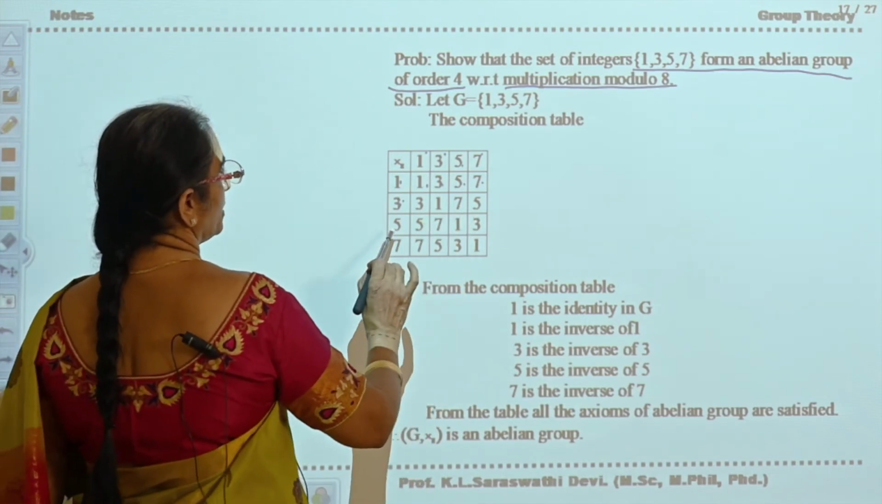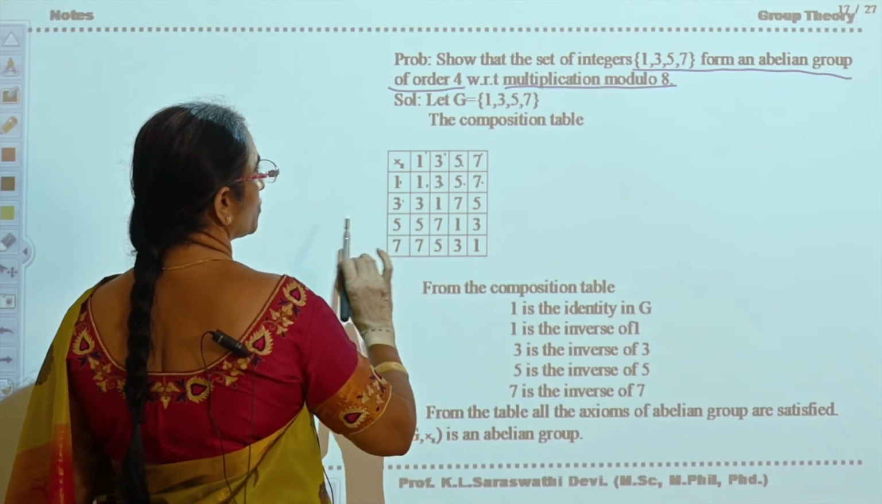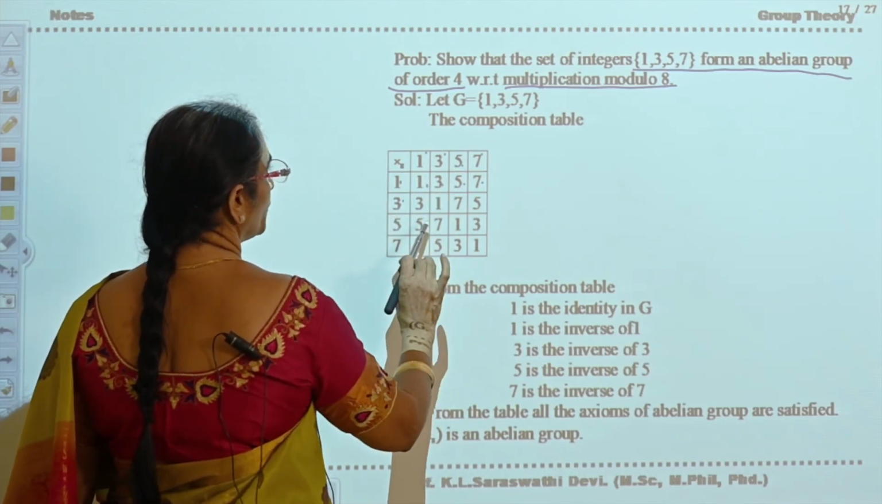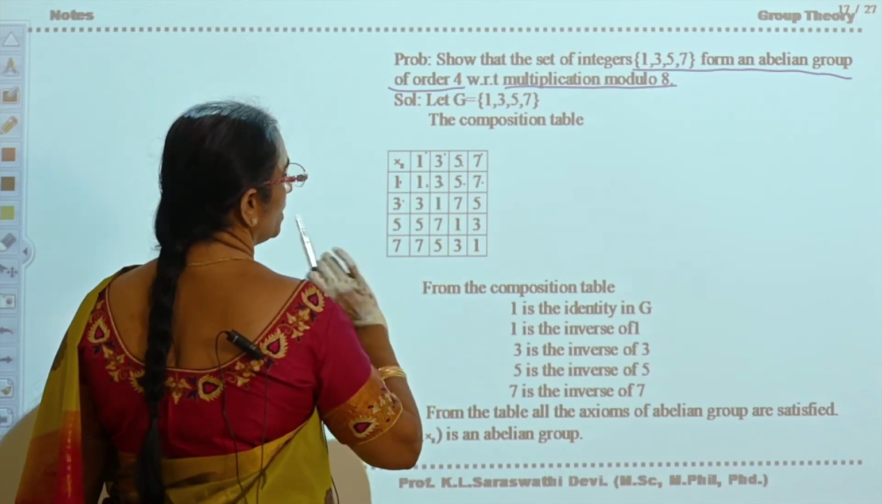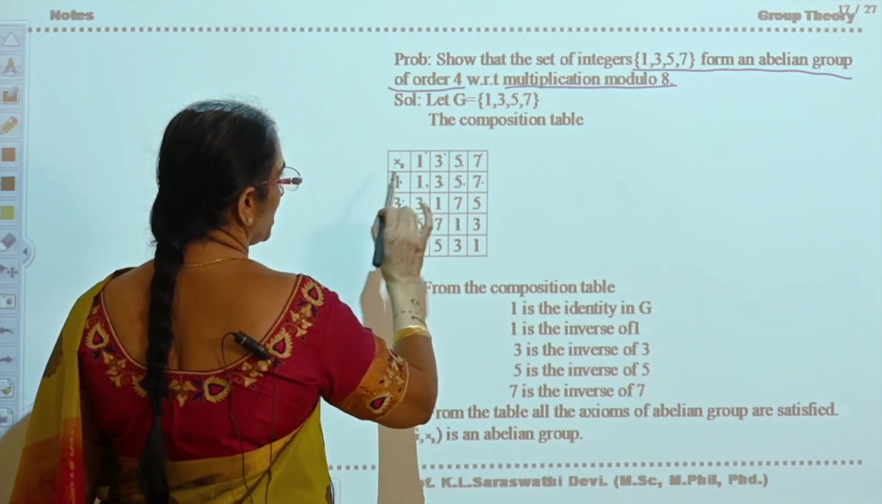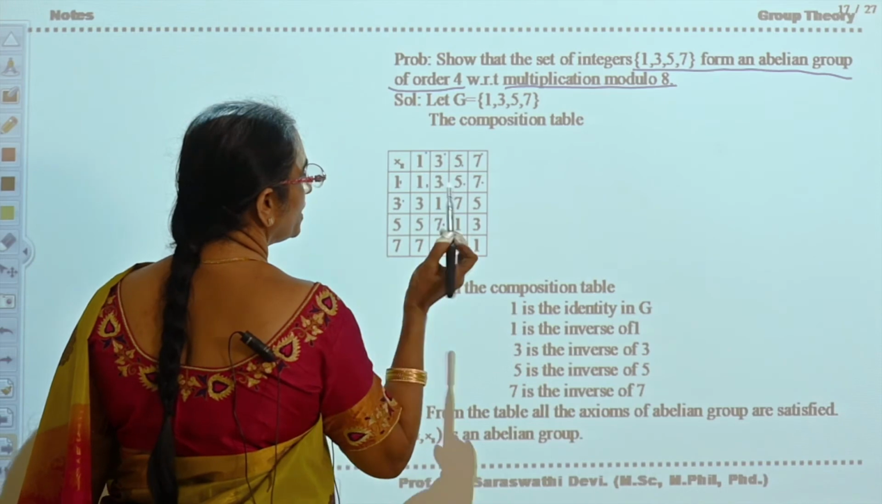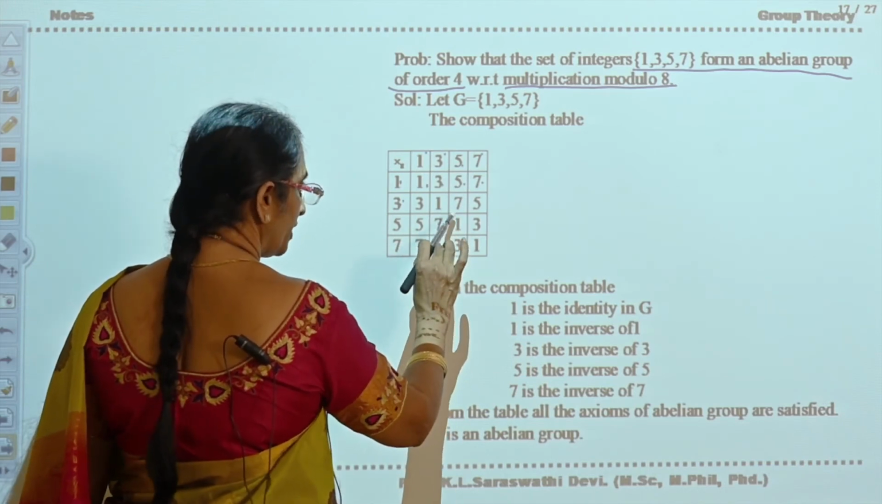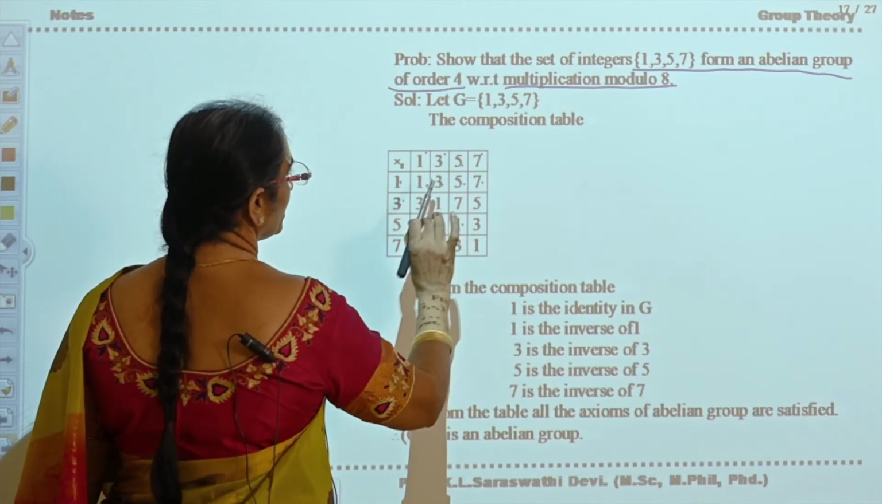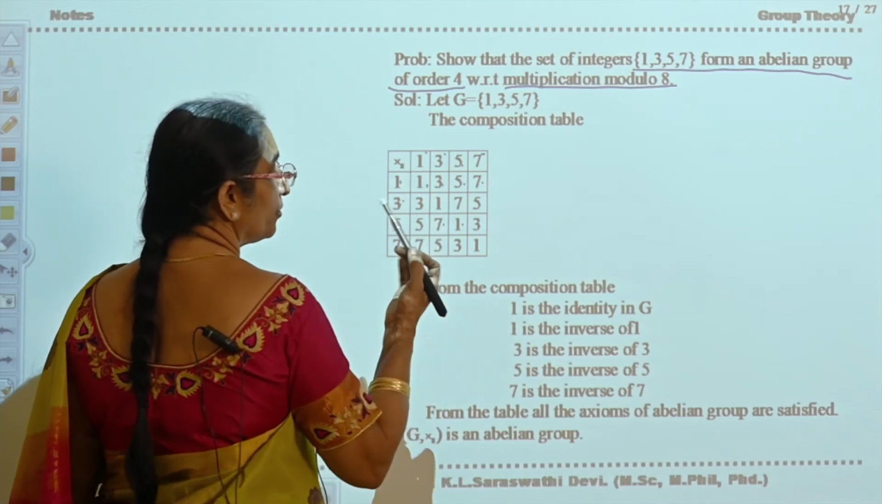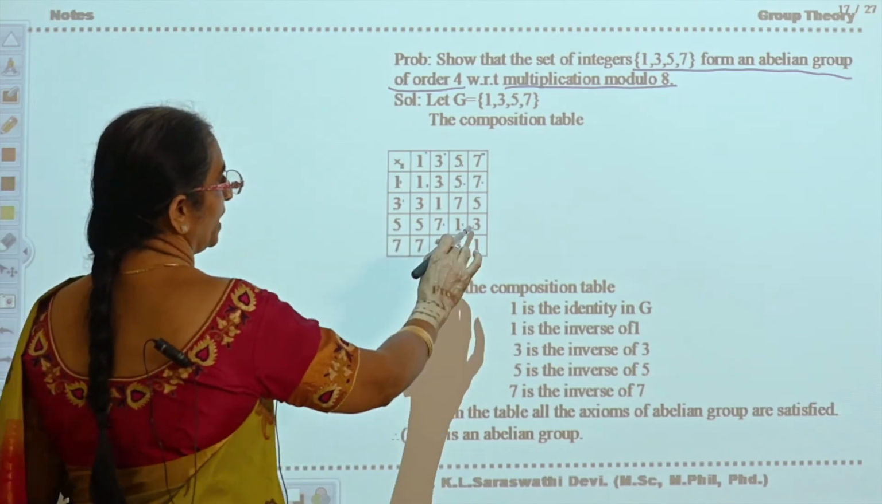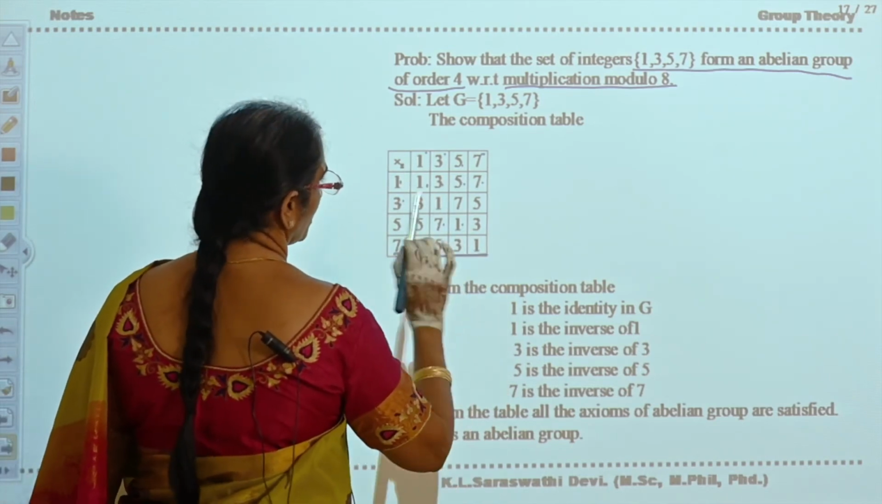That I have written. Same, 5 into 1 is less than 8, so 5. 5 into 3 is 15. 15 by 8 is 1 times 8, and 15 minus 8, the remainder is 7. 25 by 8 is 3 times 24, and 25 minus 24 is 1. Similarly 35 by 8, 4 eights are 32, 3 is the remainder. Similarly, this also you have to remember.